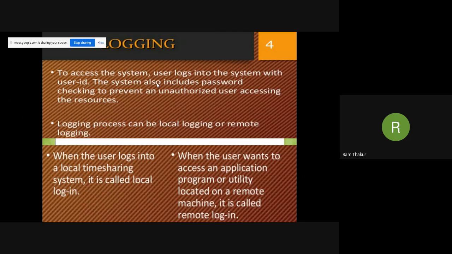So the login process is of two types. One is local logging, and the other is remote logging. What is local logging? The user logging into a local system is called local logging. And when a user is logging into a remote machine, it is called remote logging. So when the user wants to access their application program or utility, whatever they require, they will use this service, and this is known as remote logging. So login is of two types: local logging and remote logging.